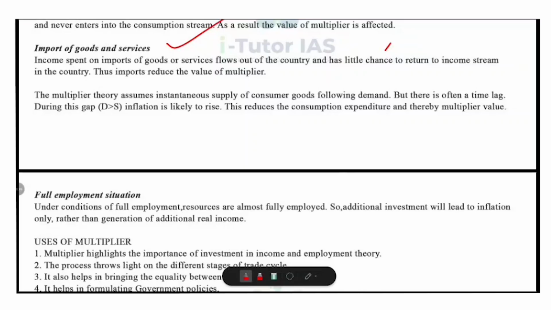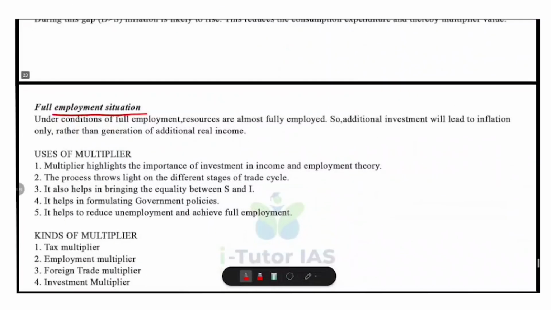Next one, full employment situation. If the economy is already at full employment, extra investment cannot increase output. It only causes inflation, not real income growth. Thus, the multiplier becomes ineffective at full employment. For example, extra government spending during full employment only raises prices.